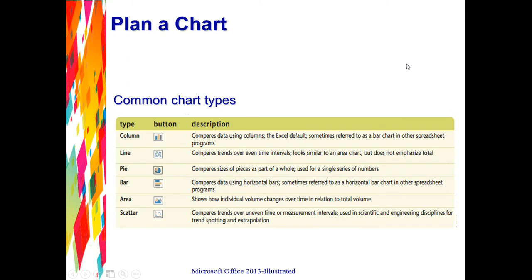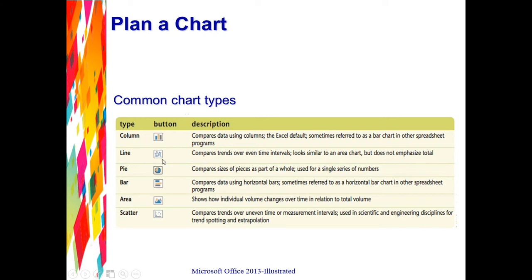This is the chart I was telling you about a little bit earlier, about some of the different chart types that you can use with Excel. One of the first ones, which we were just taking a look at, is a column chart. That compares data using columns, and is ultimately the Excel default. A lot of times they may refer to it as a bar chart in some other spreadsheet programs. So if you see someone say a bar chart, they may call this a vertical bar chart, or they may just call it a column chart. That's where we have the bars that run straight up and down.